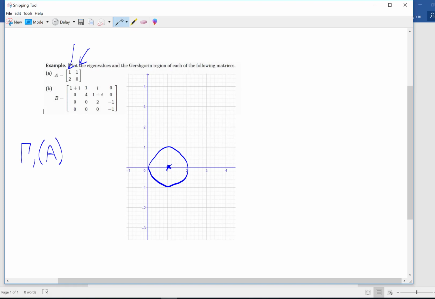That's not too hard. Let me get a different color for gamma 2. Why don't we use red? And so for gamma 2 of A, again, it's the diagonal entry. So that's the center of the second circle. And so it'd be centered at 0, which is right there. Remember that these are complex numbers. So example B will show that a little bit. And the radius is the absolute value of everything else. So there's a 2. So we want a circle of radius 2 around 0. And so I guess it would look something like this.